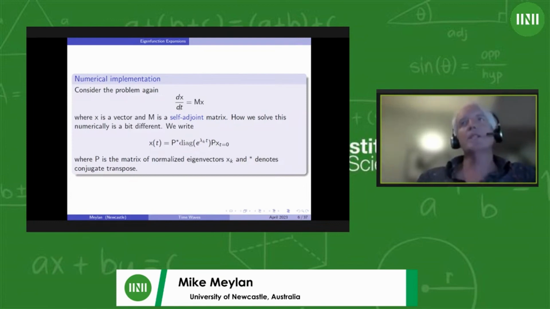So the self-adjointness gives us the property that we can write this as a product of this matrix P, which is effectively the matrix of eigenvectors, and P star, which is the inverse of P. This is the conjugate transpose here. So this is great, and it's just another notation for what I wrote before. And the product is matrix multiplication.